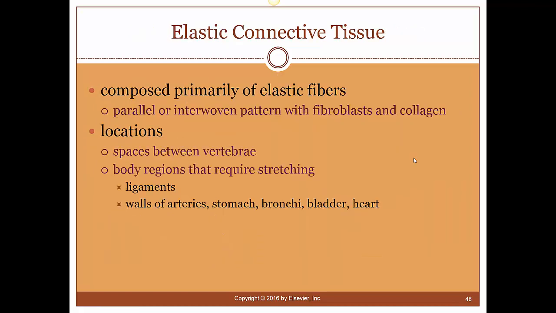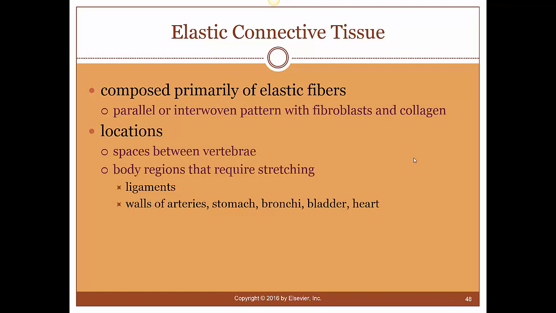Lastly, we have elastic connective tissue, and they don't have a picture of it up, but they can be parallel fibers or they can be interwoven. The main thing to know is that, once again, they're actually going to stretch. So locations we find them, they're actually part of some of the cartilage in between vertebrae that allow you to have that flexibility to your spine, because there is some stretching that they allow to happen.